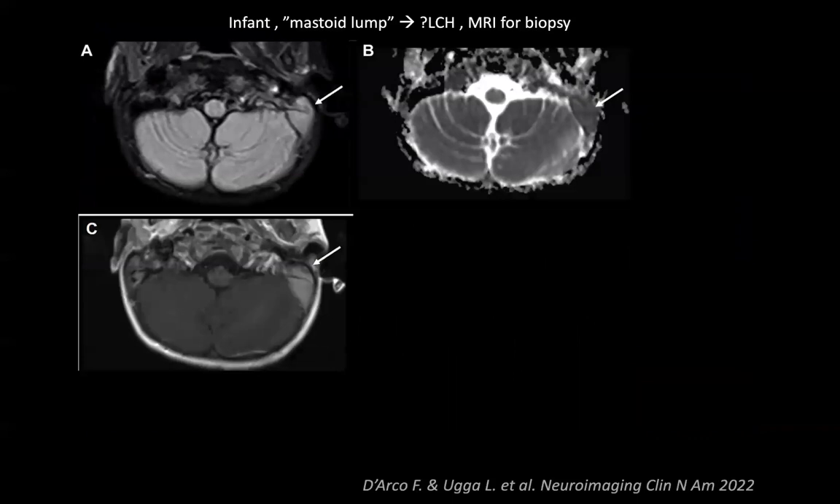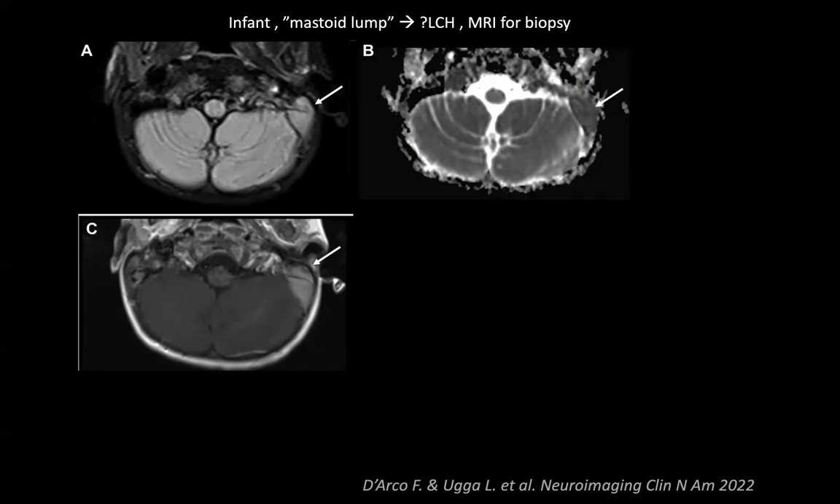Okay, this case is a case of an infant that was born with this mastoid lump, and they thought it was a Langerhans cell histiocytosis, LCH, and they came to GOSH for a biopsy. And the ENT surgeon comes down and says, can you show me where to biopsy precisely?